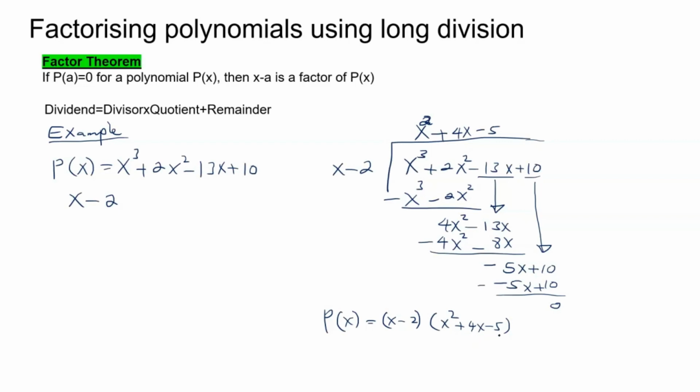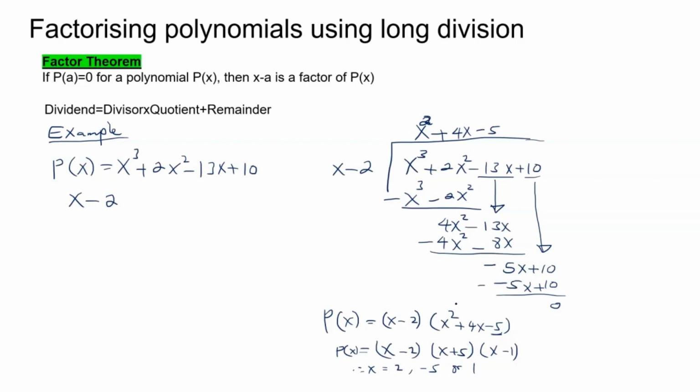We find two numbers that multiply to give negative 5 and add to give positive 4. That's positive 5 and negative 1. So that gives me x minus 2, x plus 5, x minus 1. Therefore, if that whole expression equals 0, my x values must be 2, negative 5, or 1. So that's how we factorize.